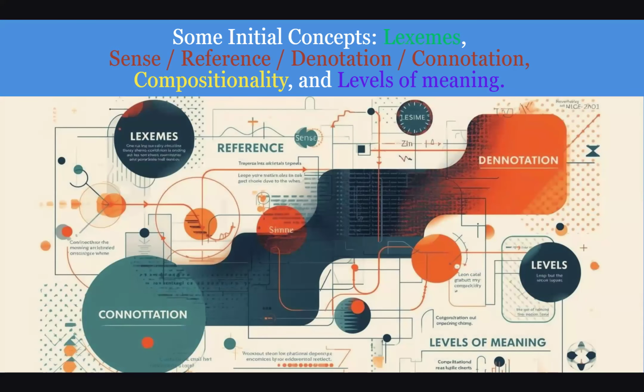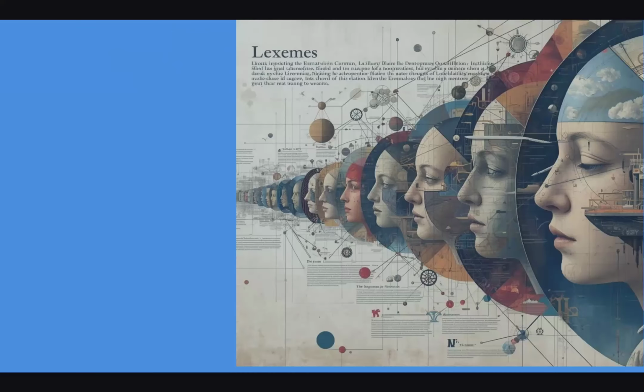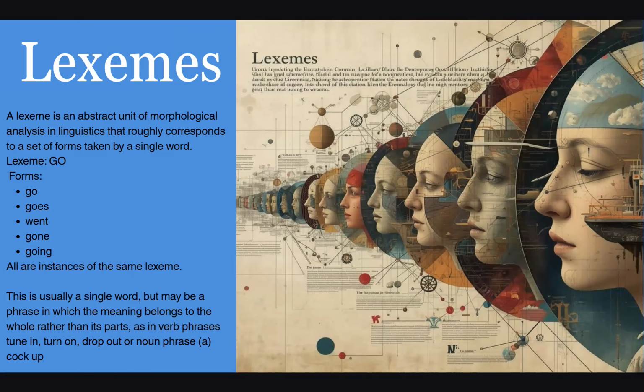Okay, next we go to some initial concepts: lexeme, sense, reference, denotation, connotation, compositionality, and levels of meaning. First, we start with lexeme. A lexeme is an abstract unit of morphological analysis in linguistics that roughly corresponds to a set of forms taken by a single word.